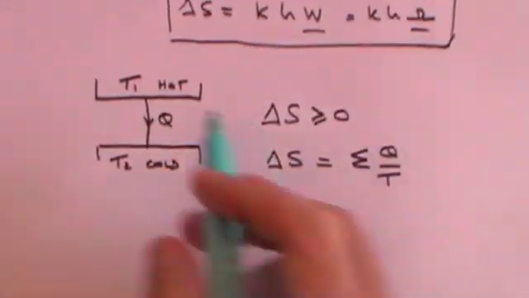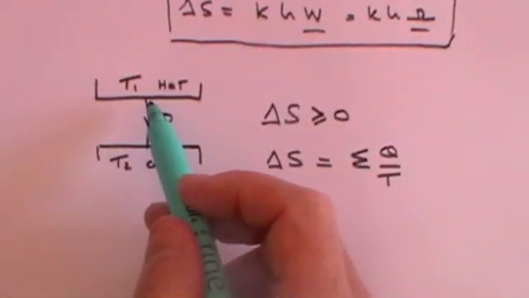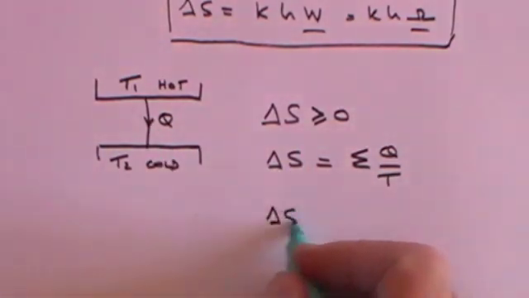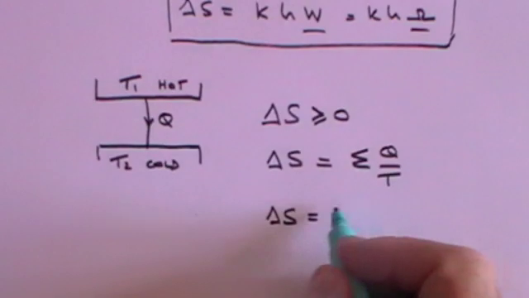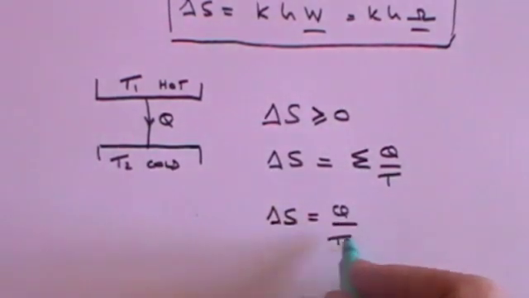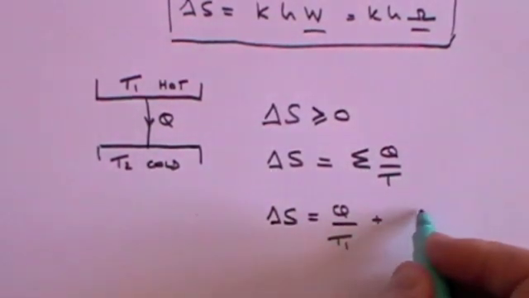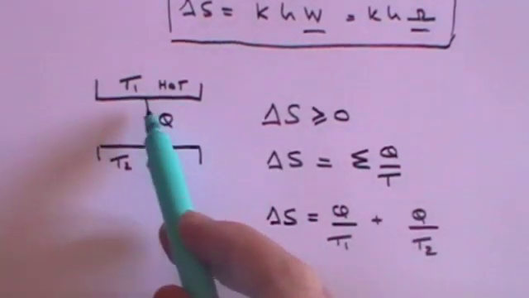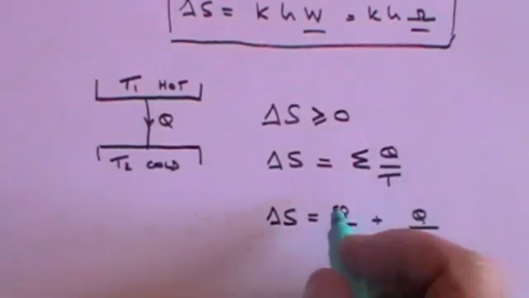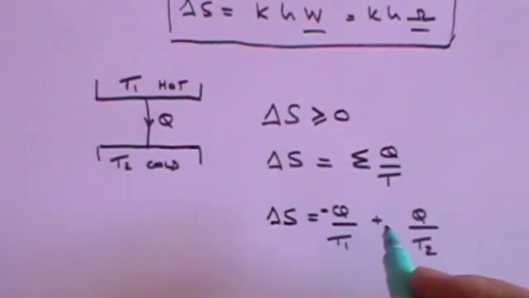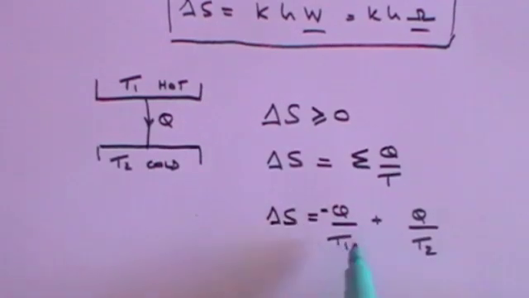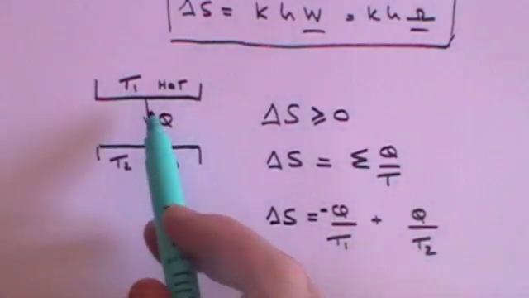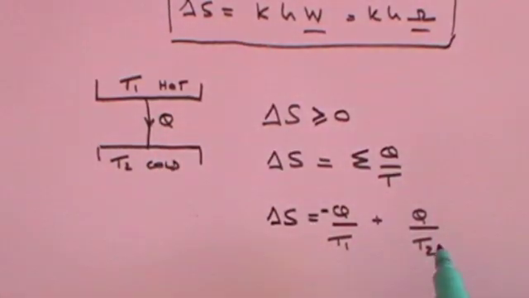Now, in the case of this system here, you've got Q coming out and Q going in. So the total change of entropy is going to be equal to Q coming out over T1 plus Q going in over T2. But remember, this is coming out, this is going in. So if it's coming out, you have to make it a minus sign. So delta S is minus Q over T1 to show that the heat's coming out, plus Q over T2 to show that heat's going in.